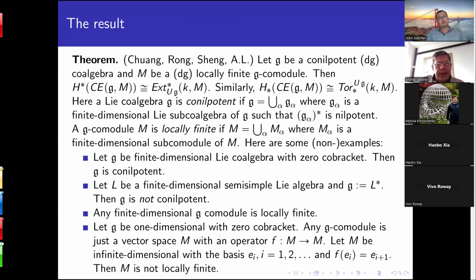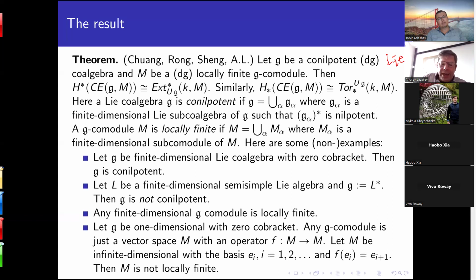So let me just formulate the final result. And then I will spend the remainder of my talk explaining the ingredients of the proof and the terminology which is used in this result. Okay, so let G be a conilpotent Lie coalgebra. That has to be Lie. And M be a locally finite G-comodule.